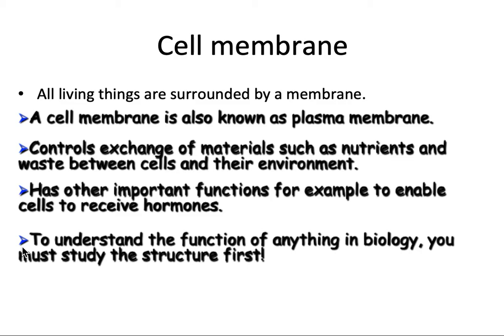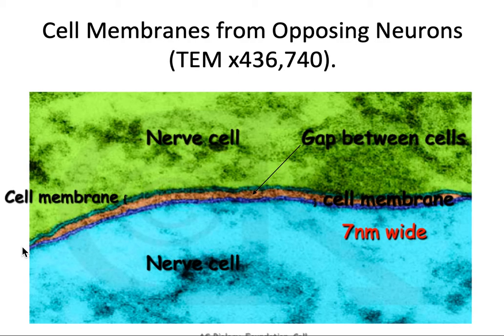For instance, growth hormones. To understand the function of anything in biology, you must study the cell structure first. The reason behind that is cells are the building blocks of life. So if you do not understand the cells and the structures or components of a cell, which includes the cell membrane, then you are not going to have an in-depth understanding of biology and life itself.